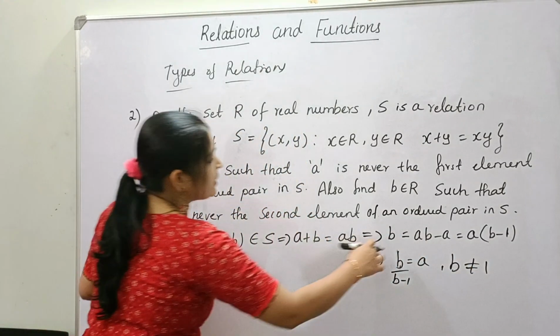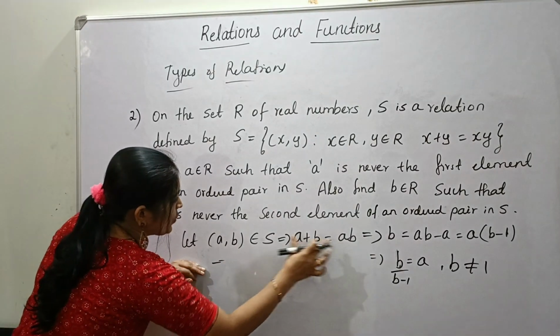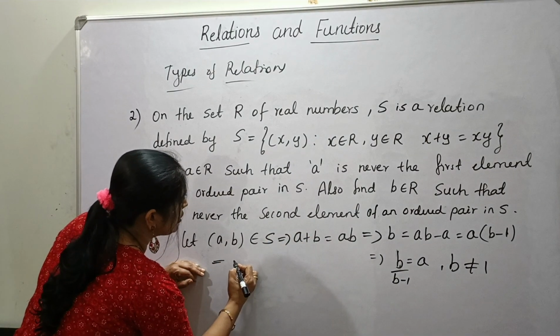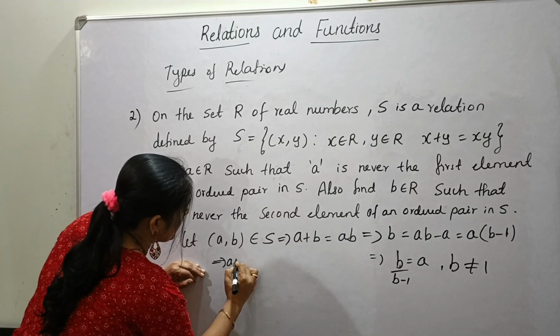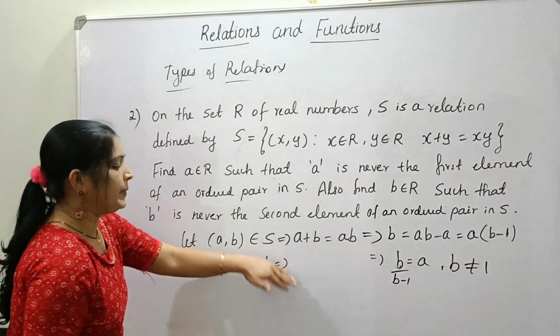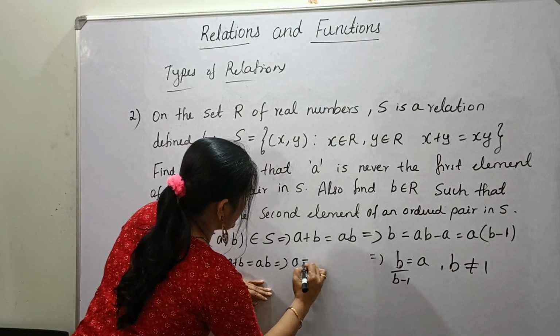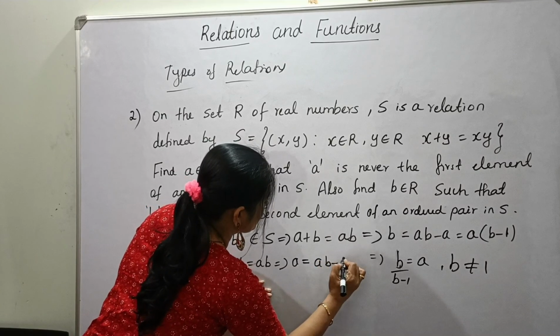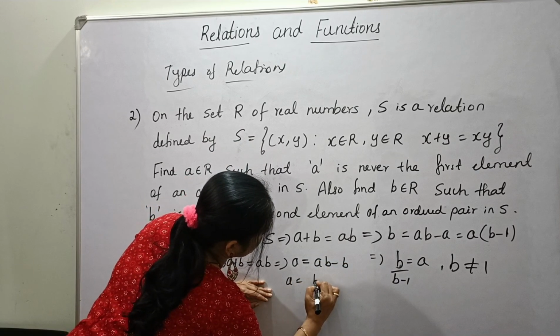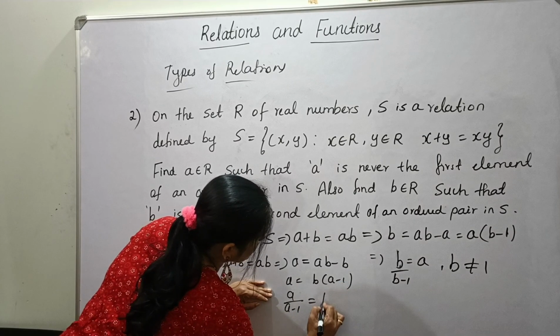And another simplification. Here we can take the same equation, A plus B is equal to AB. A plus B is equal to AB implies, take B to the right side. Okay, so A is equal to AB minus B. So A is equal to B into (A minus 1). So A divided by (A minus 1) is equal to B.